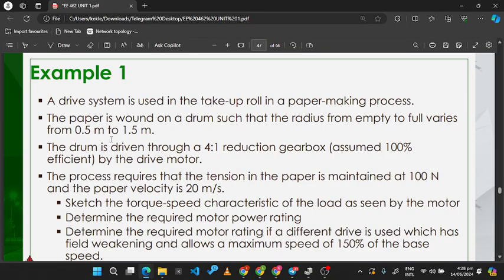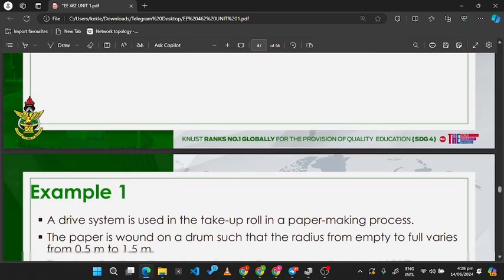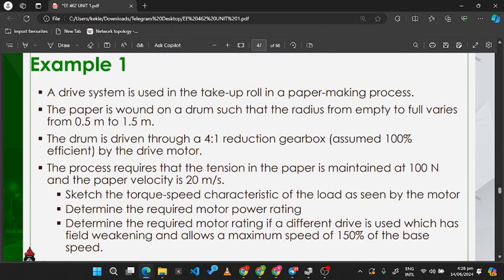Welcome back. We are continuing with the remaining examples, the worked examples for now. So let's start with example 1.